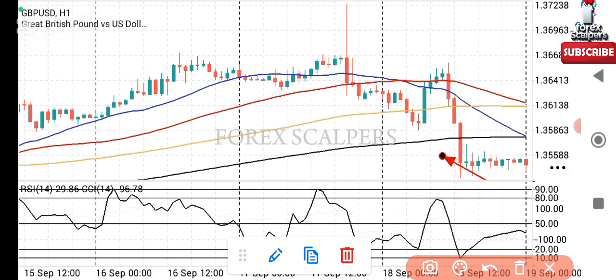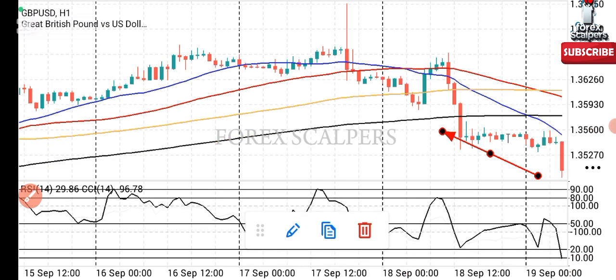Having said that, the final level of pullback is the black moving average, which is the 200 moving average. Anytime price crosses this 200 moving average to the downside, it is automatically a change of trend direction. So this pullback here has already changed this trend. Breaking through it automatically changes the trend from an uptrend to a downtrend.